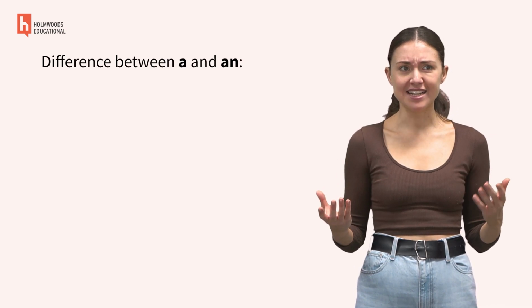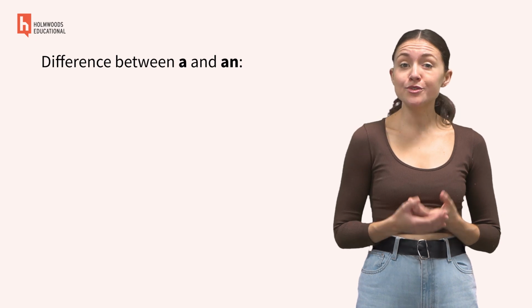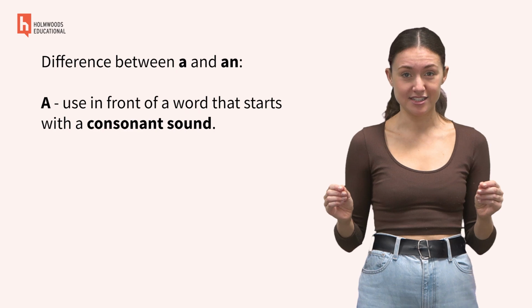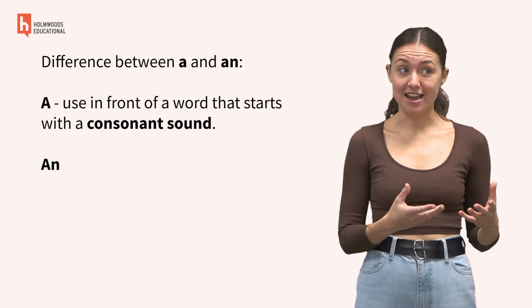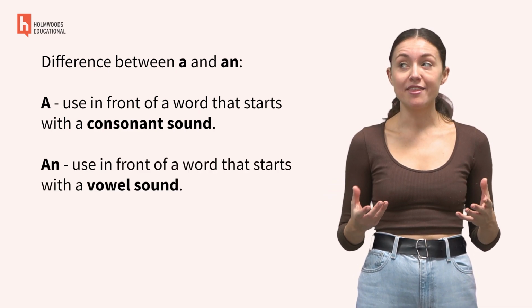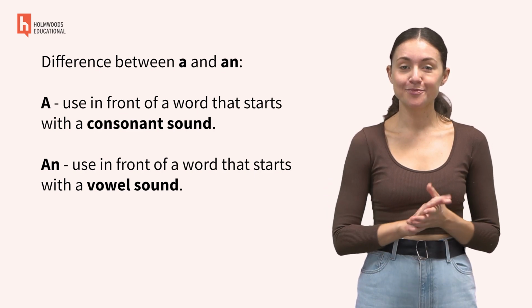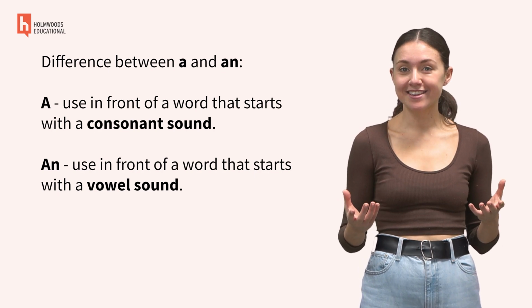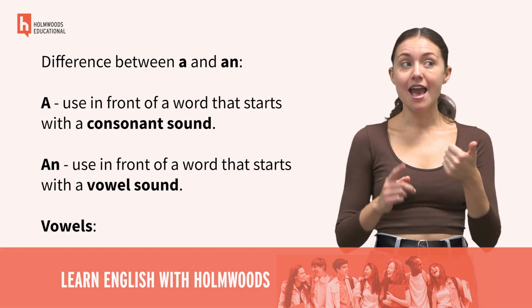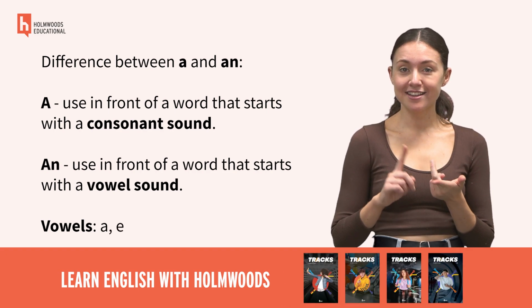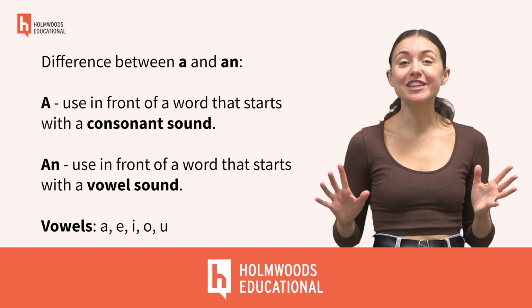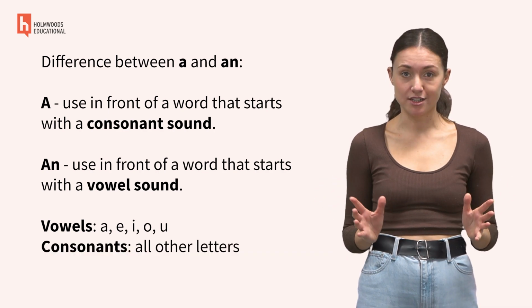But what is the difference between a and an? You use a in front of words which start with a consonant sound, and an for words which start with a vowel sound. A vowel is a letter like A or E. There are 5 vowels: A, E, I, O, and U. All the other letters are called consonants.